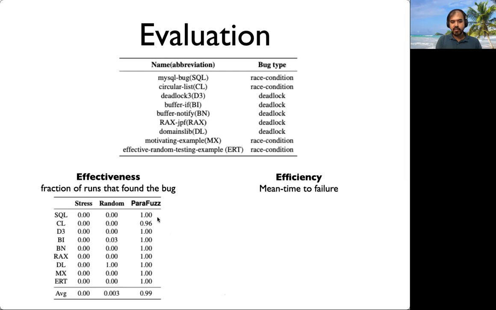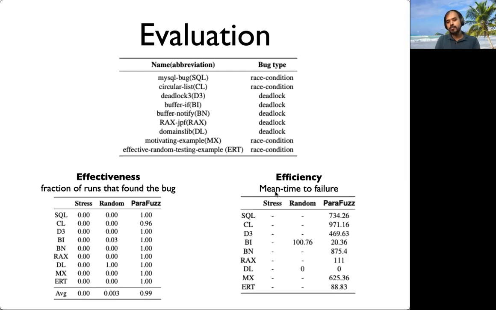And what you see in this table is that Parafuzz was able to find the bug in every execution except one in the CL circular list example. Stress testing was not able to find any of the bugs, right? Random testing was able to find the bugs in every execution in this one case, which is domain slip, and one other execution in this BI example. So Parafuzz turns out to be much more effective than stress and random testing.